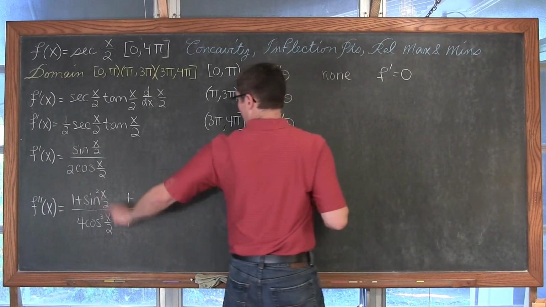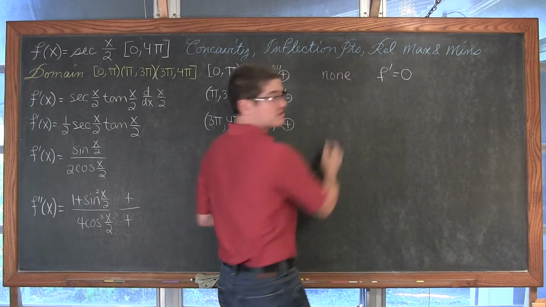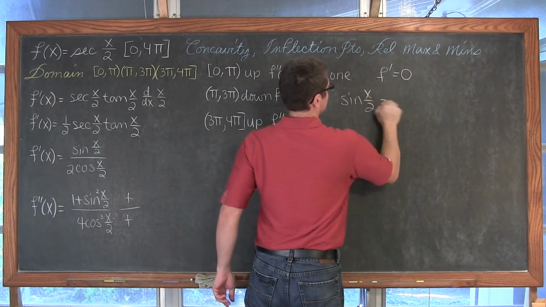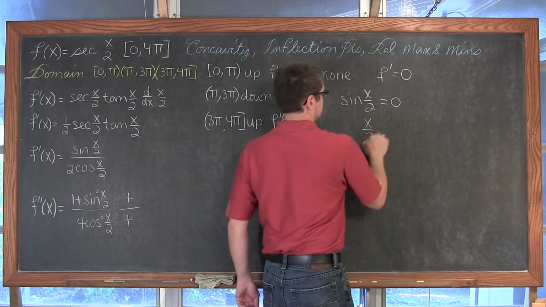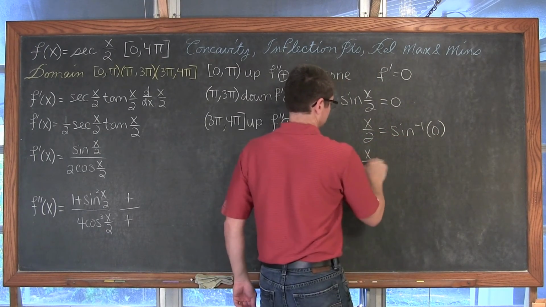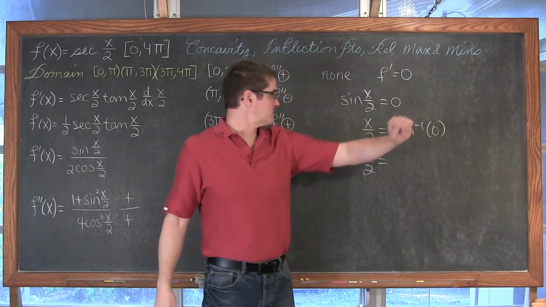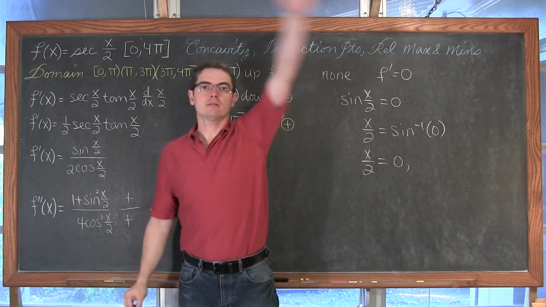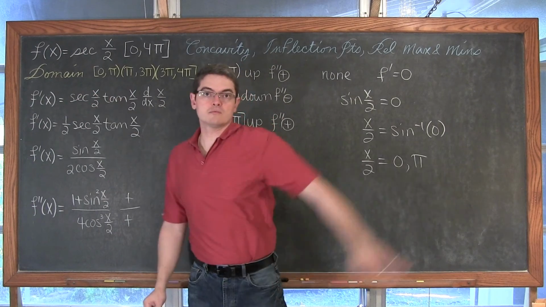Well, that means, again, the numerator has to be 0, so we have 1 plus, or excuse me, I'm looking at the second derivative. We have sine of x over 2 is equal to 0. We're going to take the inverse sine of both sides. Sine is equal to 0 where y is equal to 0. So we have 0 and pi, and 2 pi.